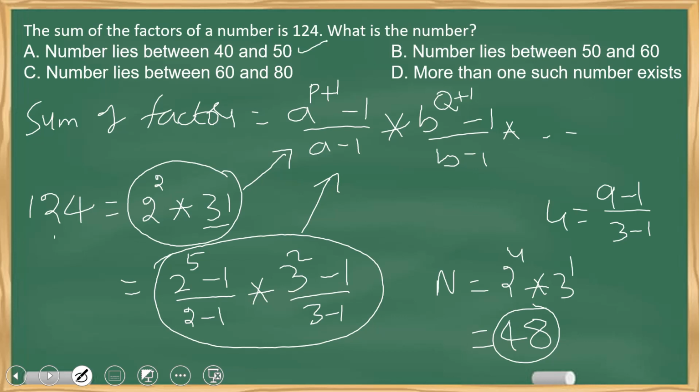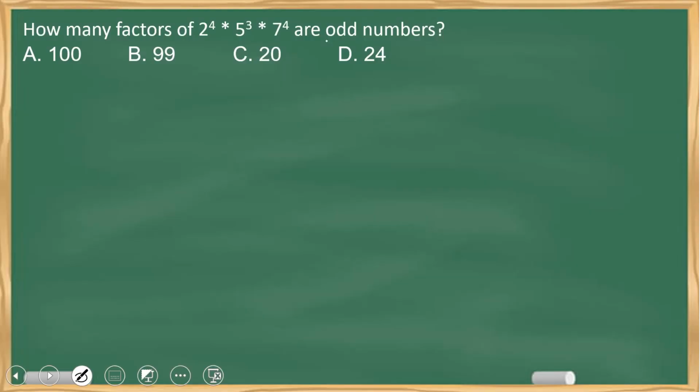I hope you understand the question now. So these are the different kinds of questions they might ask you. Next. How many factors of 2 power 4, 5 cube and 7 power 4 are odd numbers?